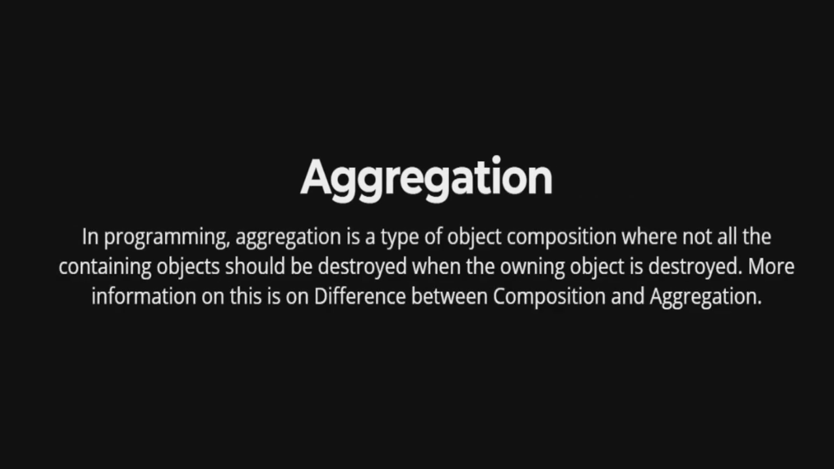Aggregation. In programming, aggregation is a type of object composition where not all the containing objects should be destroyed when the owning object is destroyed. More information on this is on difference between composition and aggregation.